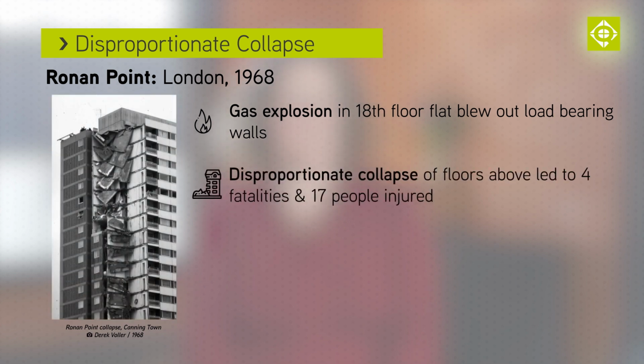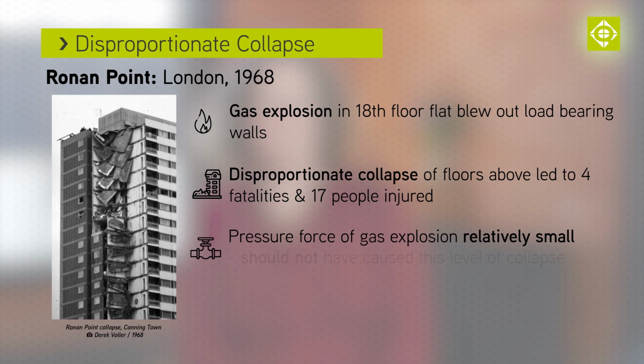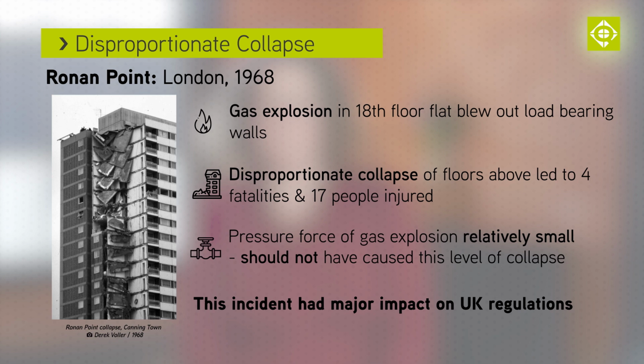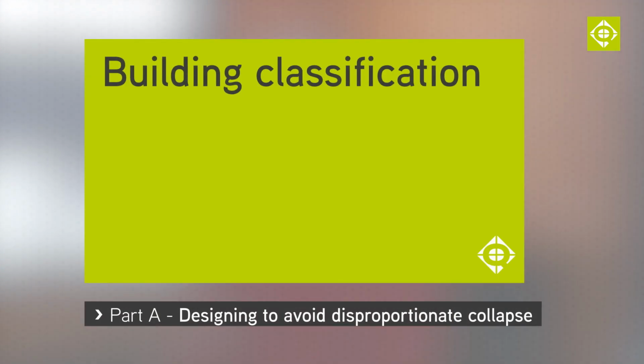The pressure force from this gas explosion was actually quite small, so should not have caused this extent of collapse. This incident helped shape the regulations as we know them today. We describe a building that won't collapse disproportionately as robust. When I'm checking calculations and drawings for a building, the first thing that I want to be told is the building consequence class. If this is stated, it gives me more confidence that disproportionate collapse is being considered.